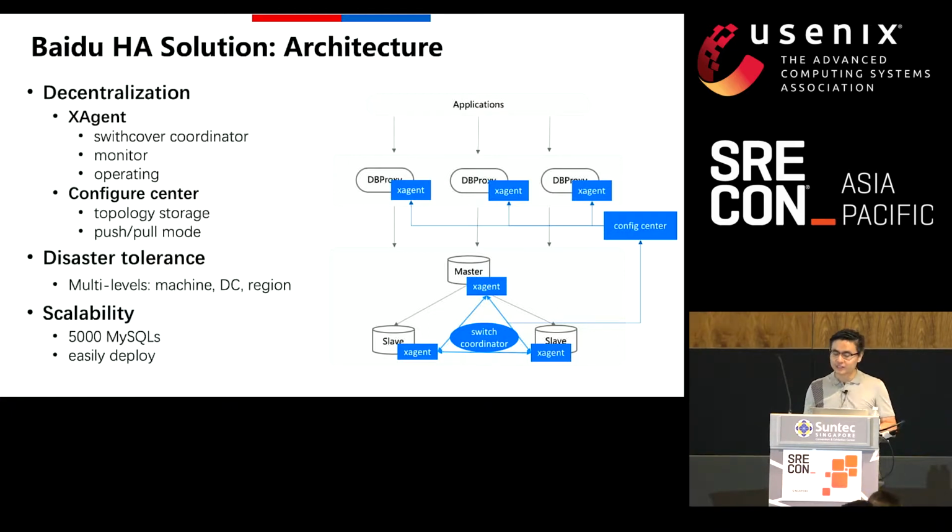The architecture is decentralized. Failure of any agent doesn't affect the system, which provides disaster tolerance, including machine, data center, and region. This architecture also has good scalability. It is easy to deploy and can cover over 5,000 MySQLs.